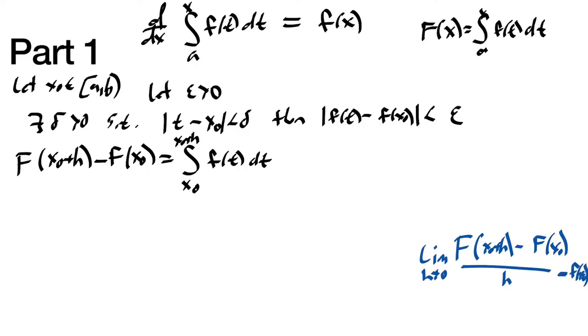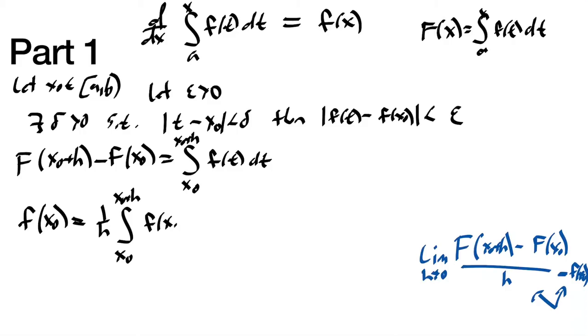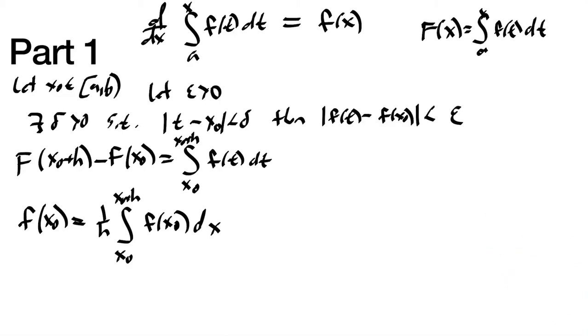Okay, now I'm also going to want to compare this limit with my f of x naught function, because f of x naught is what I want it to be. So I'm going to want to compare these two things. So I want to ask myself, what is f of x naught? Well, it turns out I can also write f of x naught in an integral form because it's a constant. So f of x naught is just 1 over h times the integral from x naught to x naught plus h of f of x naught dx.